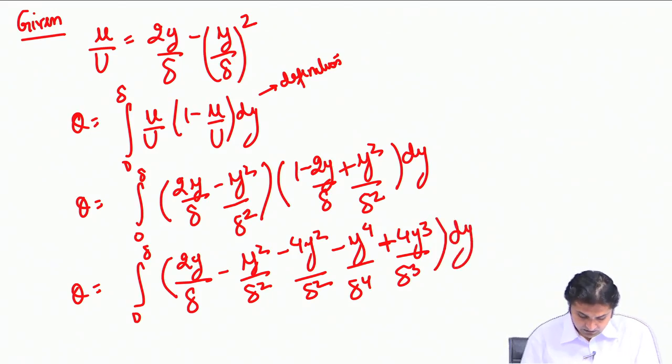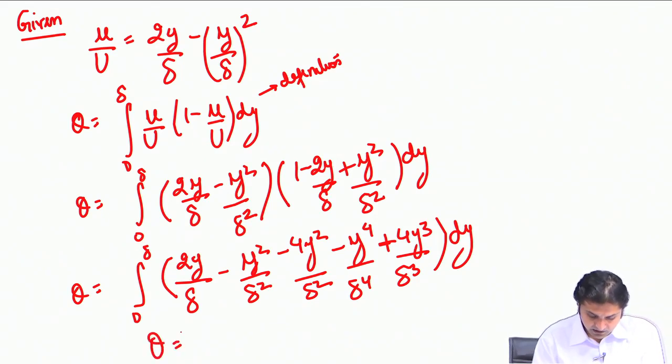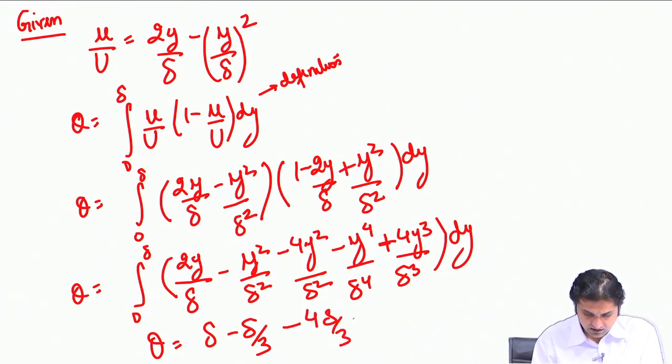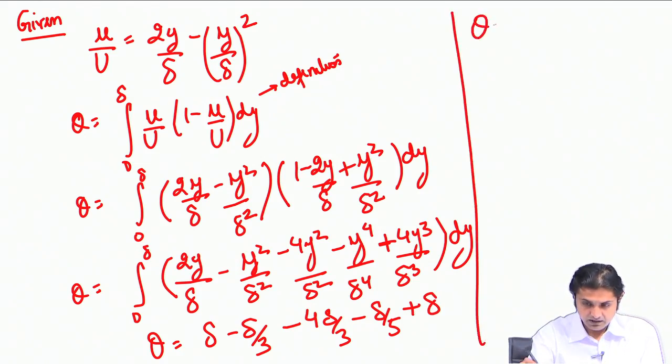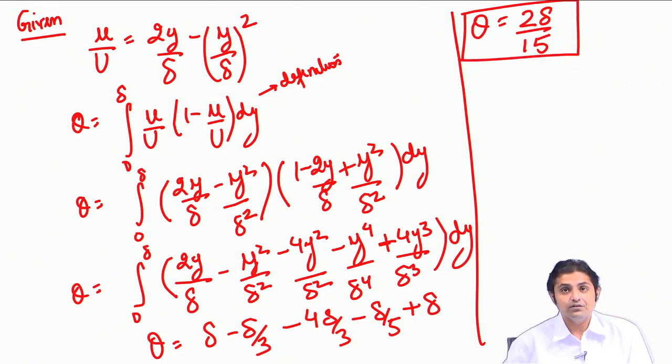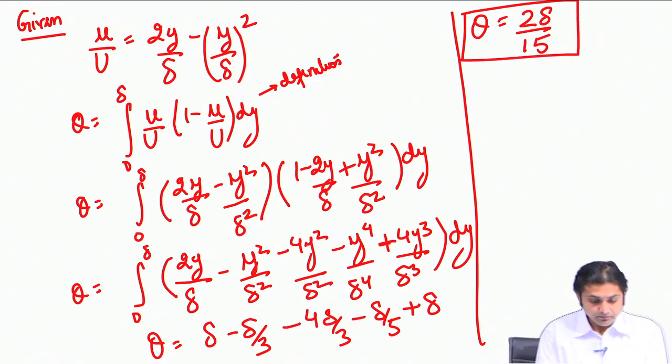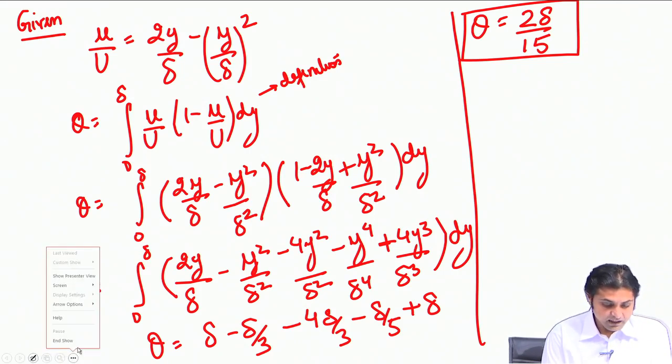After integration and substituting the limits, the first term will give us delta minus delta by 3, minus 4 delta by 3, minus delta by 5, and the last term will give us delta. Therefore, theta is going to be 2 delta by 15. This is the momentum thickness. So we proceed to the next page where we are going to solve this question further.